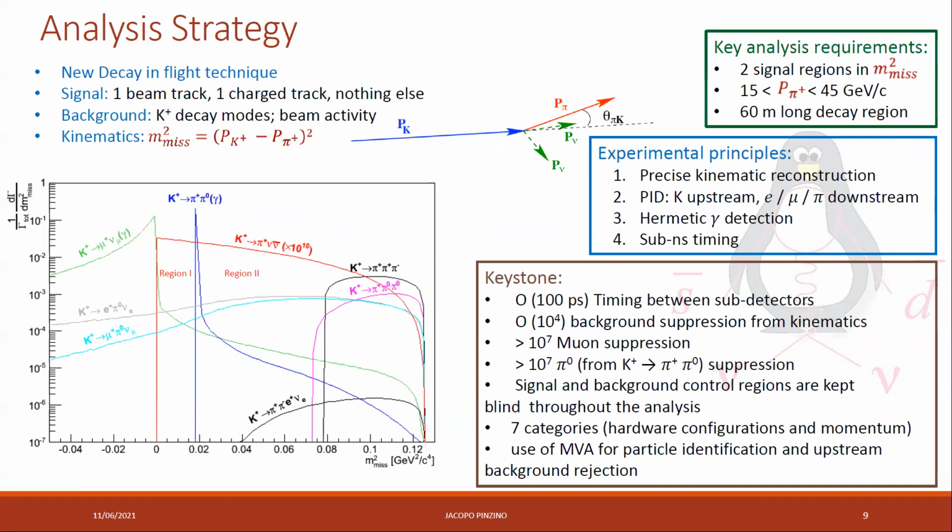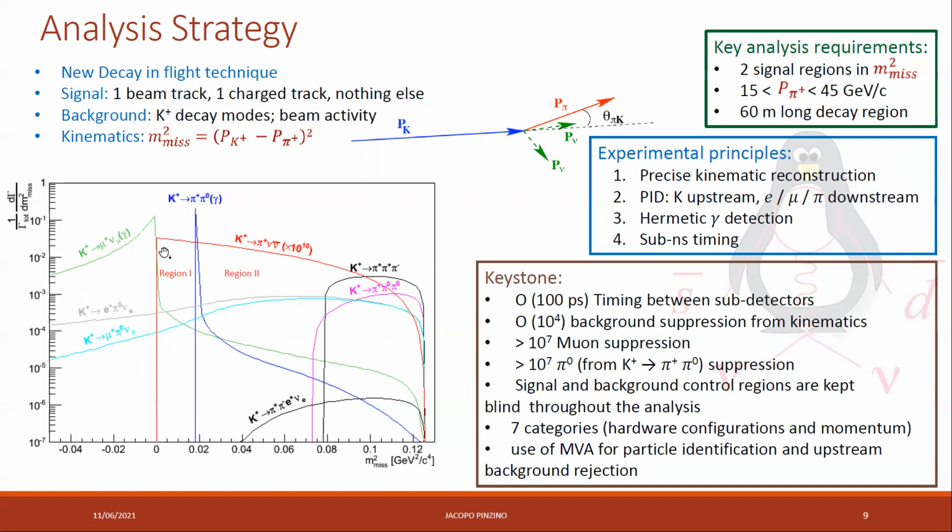We use the kinematics to reduce the background, so we measure the missing mass of kaon minus pion. Here you can see a histogram plot of the missing mass of all the main decay backgrounds and of the signal decay enhanced by a factor of 10 to the 11. Otherwise, it would be impossible to see the signal in this plot.